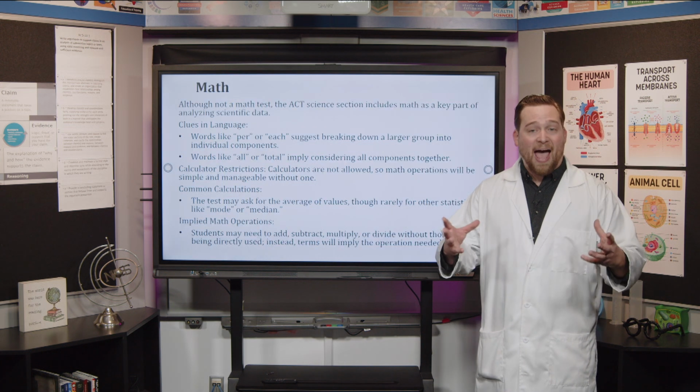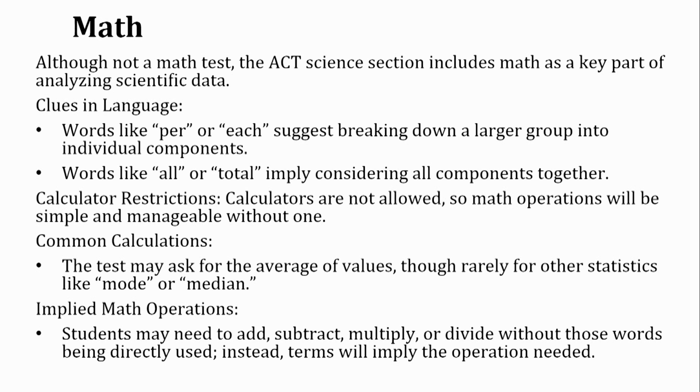Okay, let's talk about math and doing math problems on the ACT, the science section specifically. So although not a math test, the ACT science section includes math as a key part of analyzing scientific data. Here are some clues in the passages that you might get and what they are really telling you to do. If you see words like per or each, this suggests breaking down a larger group into individual components. So you might be dividing in this situation. Words like all or total imply considering all the components together. So that might be addition.